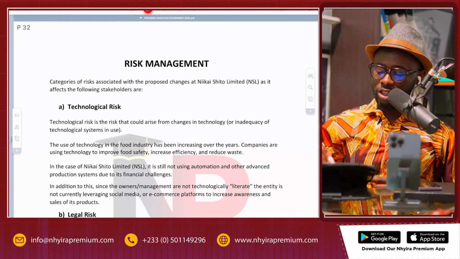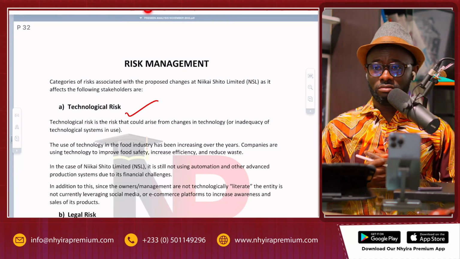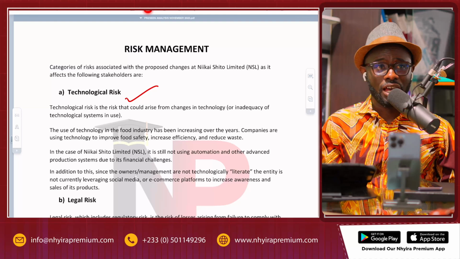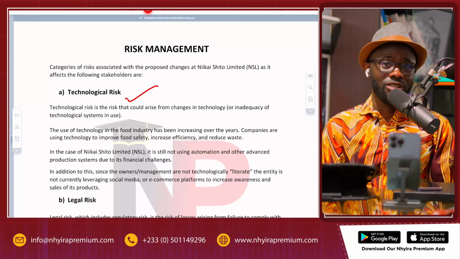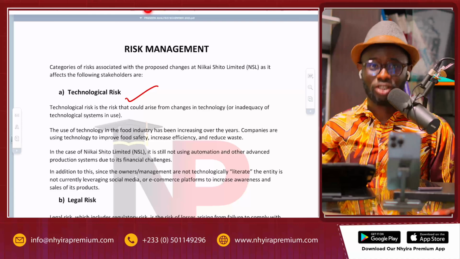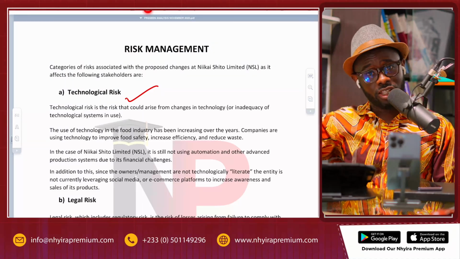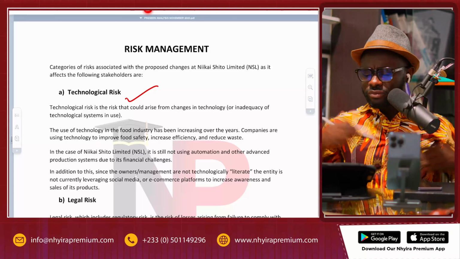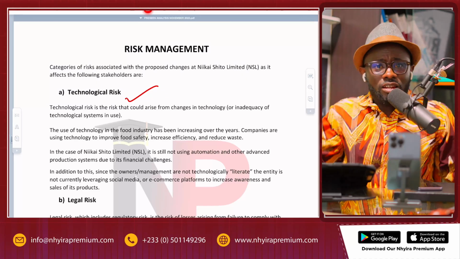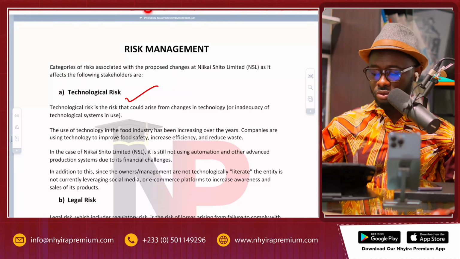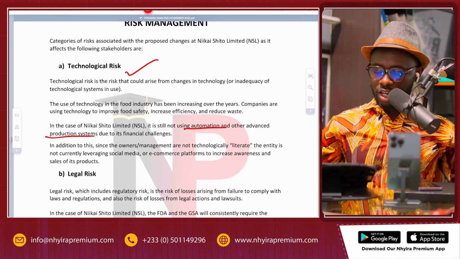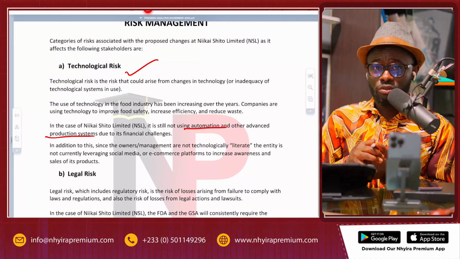So we spoke about technological risk, that there are a lot of automation technologies available that they are not leveraging on. We are told that they are not excited about social media. You don't blame them. Again, it's not that we are disrespecting people, we are just explaining how it is. So social media, they are not using it. There is an e-com platform, they are not using it, and they are not doing anything. So that is a risk that they are exposed to as an entity. They are not using any automation, and they are not using any advanced production systems, because of their financial constraints.